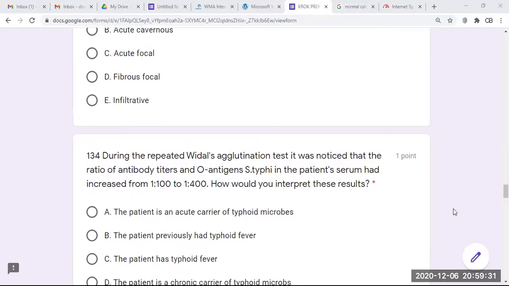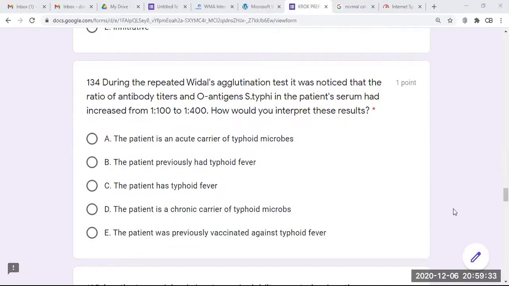During the repeated Vidal's agglutination test, it was noticed that the ratio of antibodies, titers, and O antigens of S. typhi in the patient's serum had increased from 1:100 to 1:400. How would you interpret these results? Okay, so please look on the board.